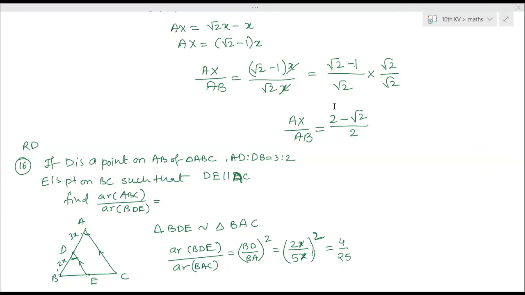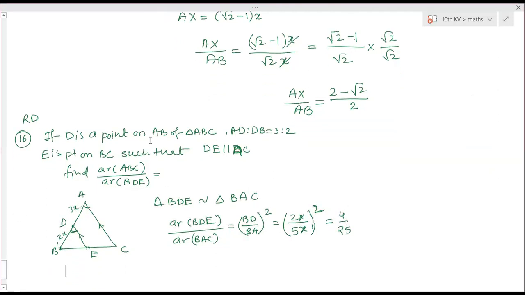Ma'am, can you explain it again? First prove the triangles similar. Here D is a point on AB, and E is a point on BC, and DE is parallel to AC. So first we have to prove the triangle similarity of DBE and ABC by AA similarity. Angle D and angle A are equal because they are corresponding angles, and angle B is common. If the triangles are similar, use the area formula.